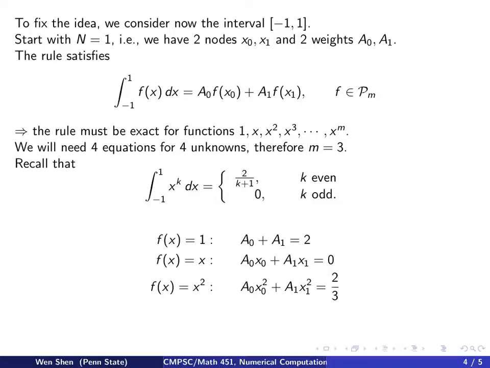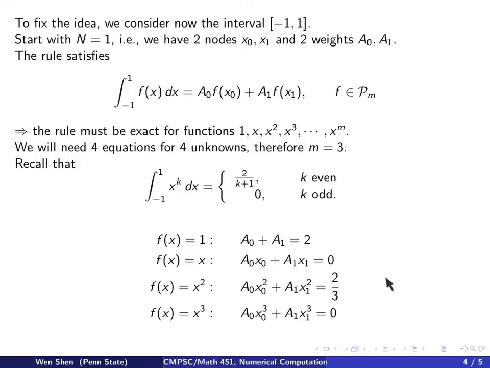Now let's look at f equals x squared. So the rule becomes a0, x0 squared, that's my function f, and a1 times x1 squared. And that shall equal the integral of this with k equals 2, which is 2 over 3. That's what we put on the right-hand side. And the last one is x to the power 3, x cubed. So the rule will be a0, f of x0, x0 cubed, and a1, x1 cubed. And this shall equal 0 because k is odd.